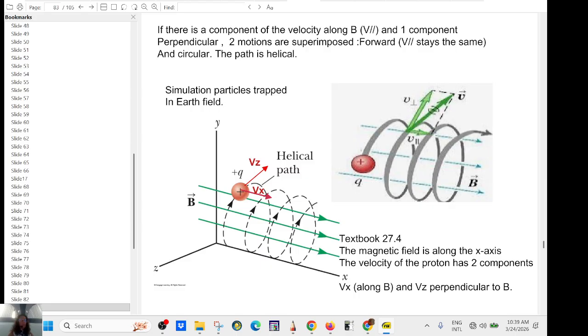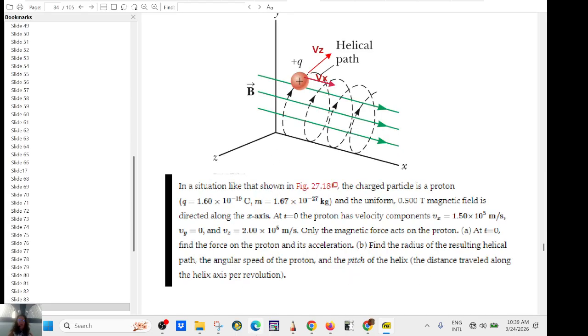And there is a very nice textbook problem that I just want to go over a little bit because that's going to be in an assignment. So try to do it. It looks complicated, but it's not. If you do it step by step, it's not that bad. So the velocity has two components. One component along B. So that component is only involved in making the particle move in this direction. It cannot deflect. And that component here is making the circular motion happen.